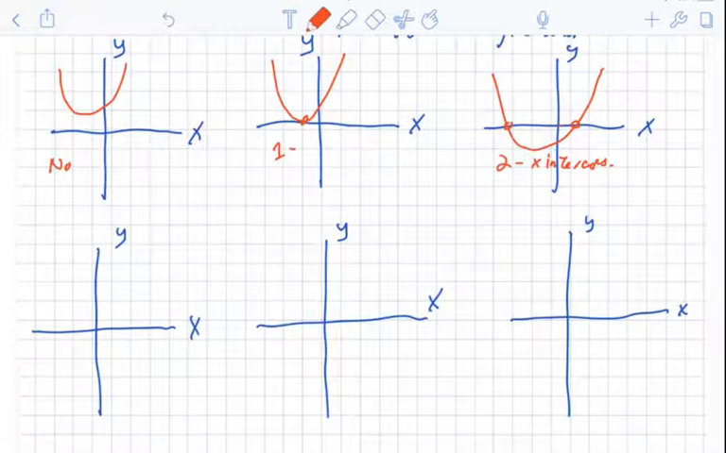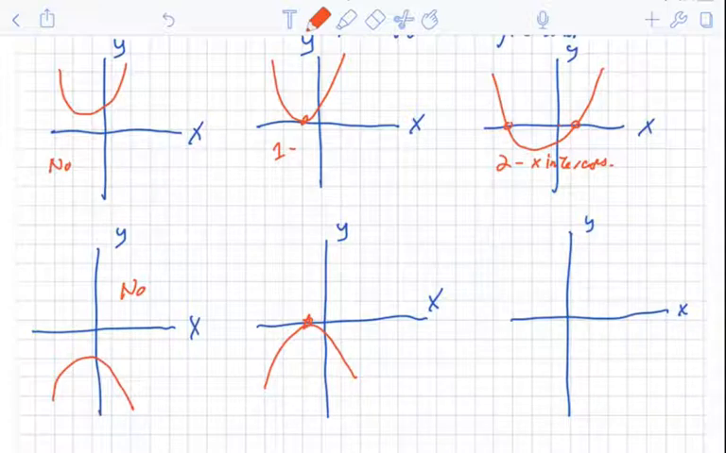This one is a downward pointing one. It's too low. It never crosses the axis. It has no x-intercepts. This one has one x-intercept right there, and this one has two x-intercepts here and here. Because of its general shape, it's possible to have 0, 1, or 2 x-intercepts. And this is behavior that's totally unlike linear functions.